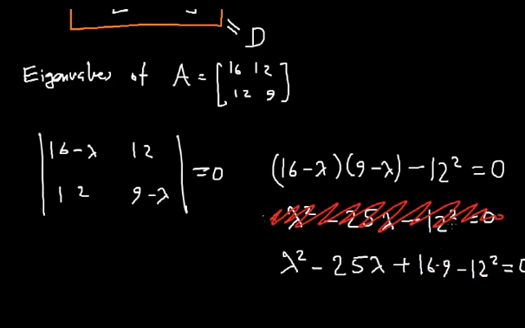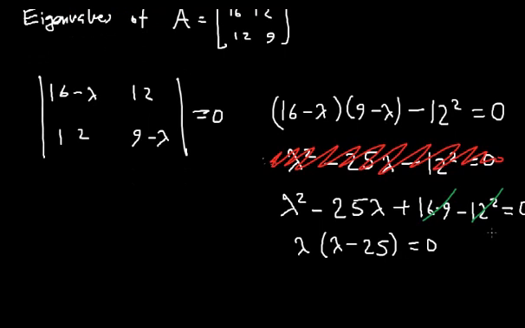Maybe I should use a different color here. It's not like there's a mistake there. And then we get lambda times lambda minus 25 equals 0. And so the eigenvalues that we get here are 0 and 25. Wonderful. We found the eigenvalues.